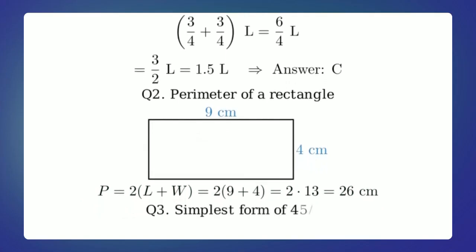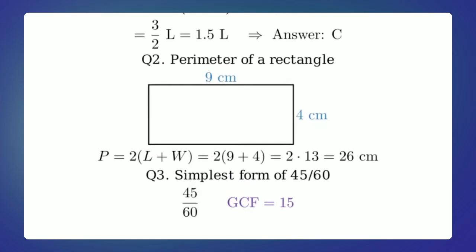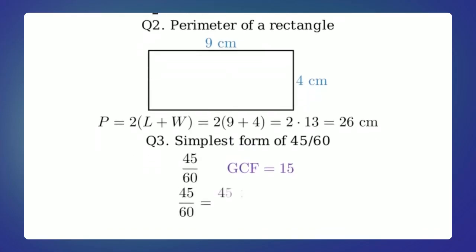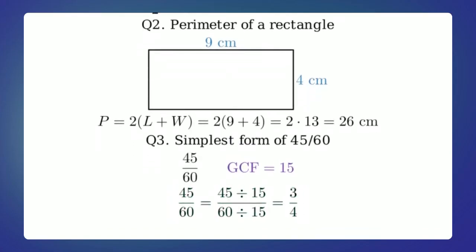Question 3. Simplify the fraction 45 over 60. The greatest common factor is 15. Divide top and bottom by 15 to get 3/4. So the correct option is A.